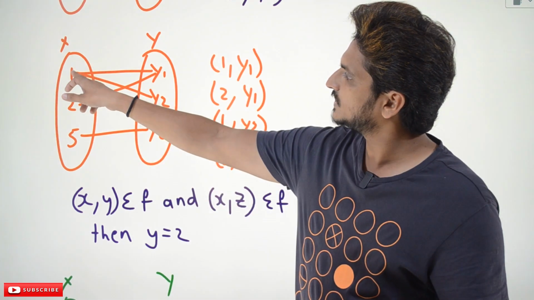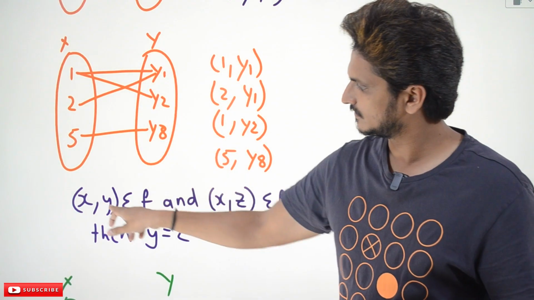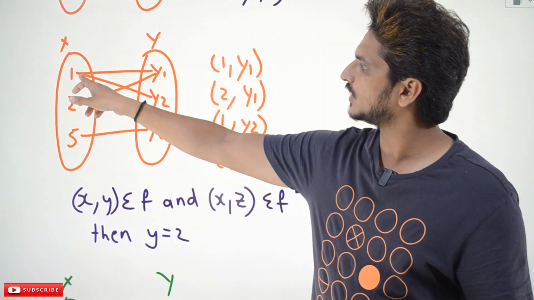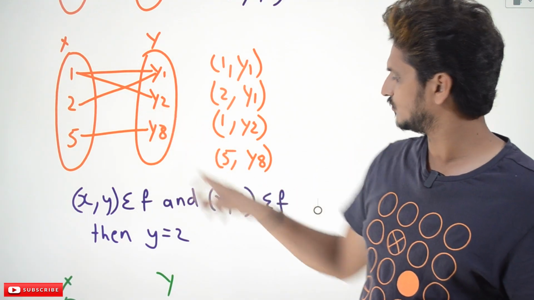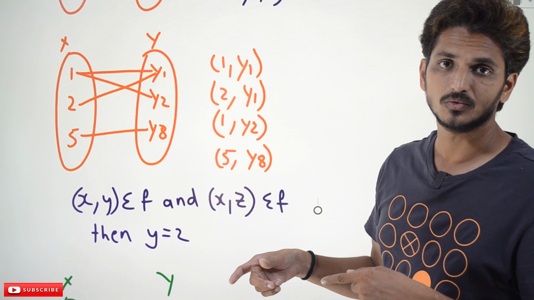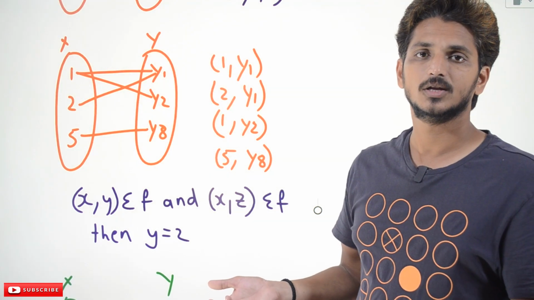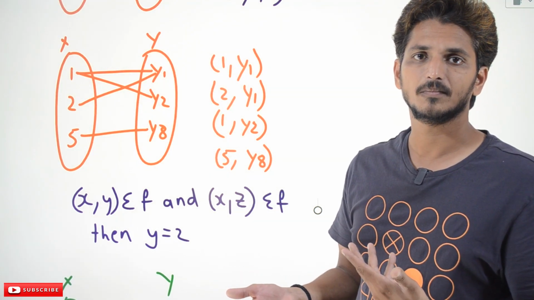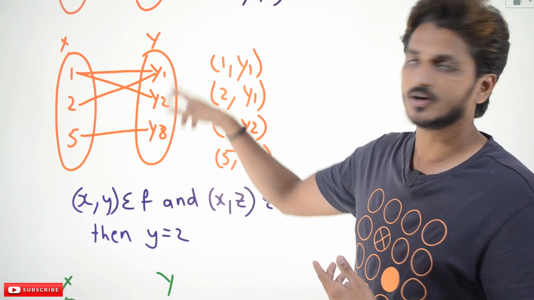See here, x means 1, y means y1: (1, y1). x means 1, y means y2: (1, y2). If this happens, then y1 should be equal to y2. No, it is not equal. It is not the same. That's why it is not a function.